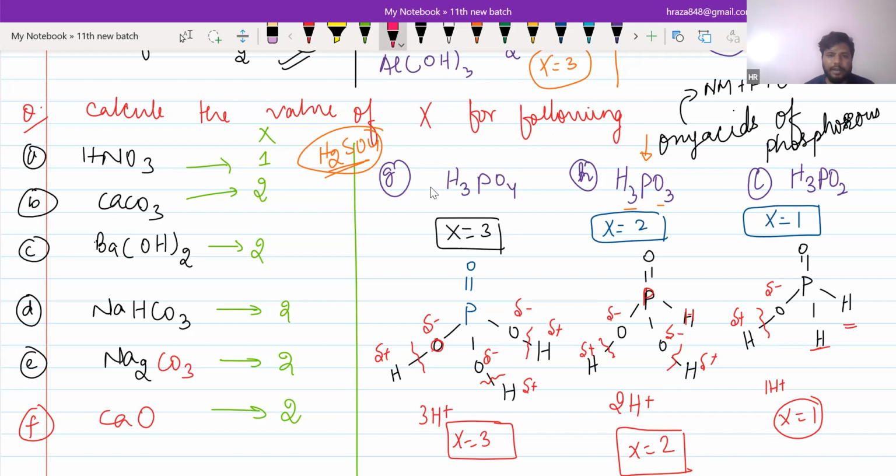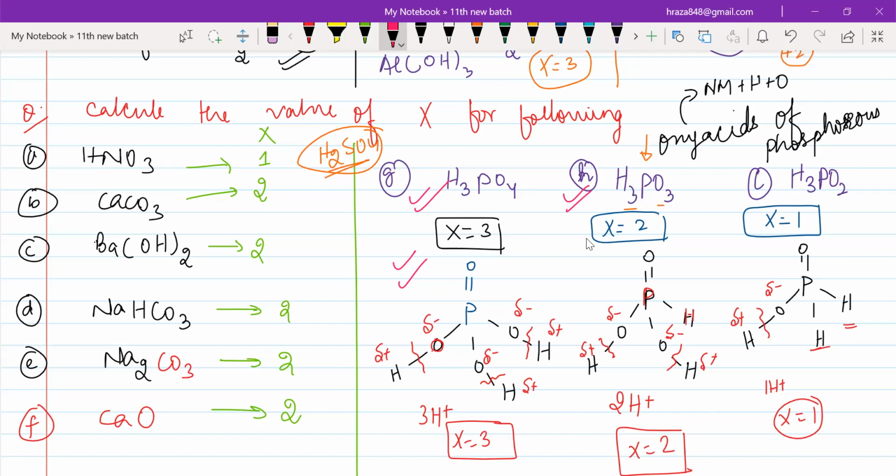If this acid is giving only 3H plus, that's why X is equal to 3. And if this acid is giving only 2H plus, what was the definition of X for an acid? X is equal to the number of H plus given by the acid. So if this acid is giving only 2H plus, why would you say 3? The third hydrogen will not be dissociated.